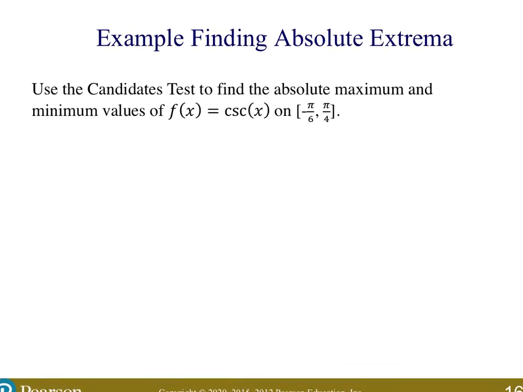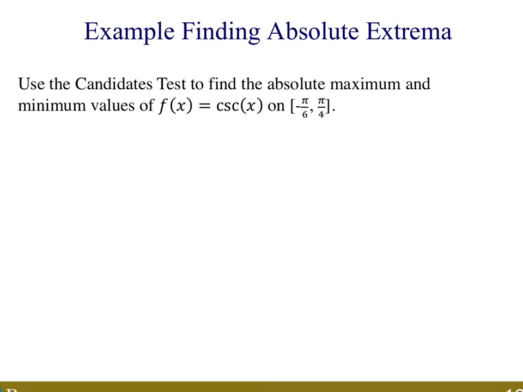So let's find it on a trig expression. So the beginning is always the same. You'll always check your endpoints first, and my first endpoint would be negative pi sixths, and my second endpoint would be pi fourths, and I'll check the y values for both of those.